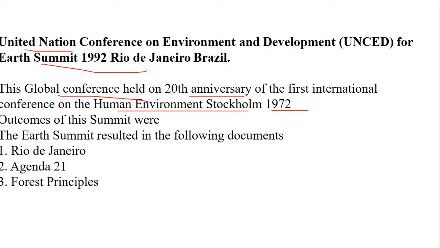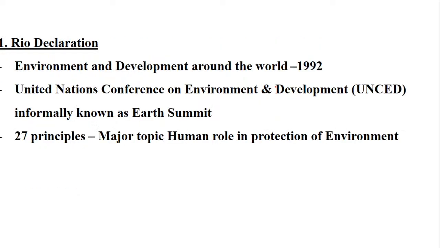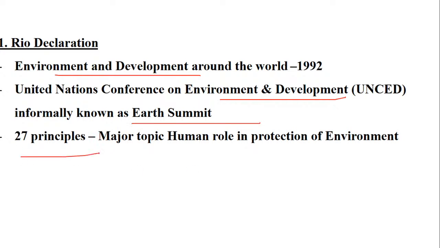Okay, so I will take 5 minutes just to go through this theory. Every one of you, please be careful to note important points. This will really help you with the questions of this particular unit. So when we talk about this Earth Summit, we've got the Rio Declaration, that is under environment and development around the world, with the help of the United Nations Conference on Environment and Development, which was also called the Earth Summit. Now 27 principles were the major topic of human role in the protection of environment. So this was the major discussion.